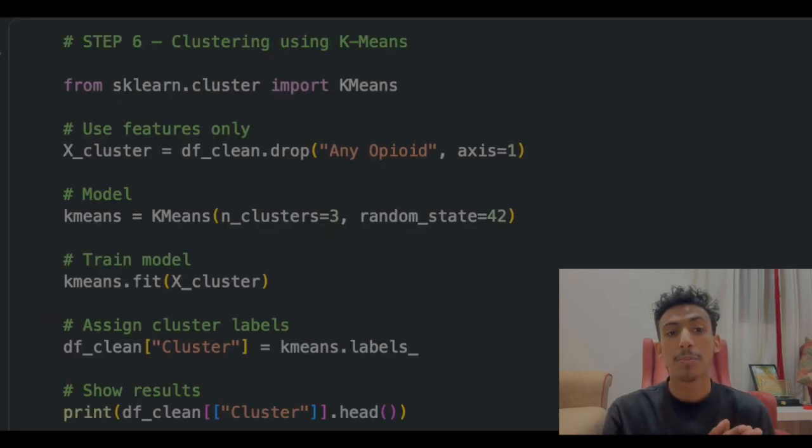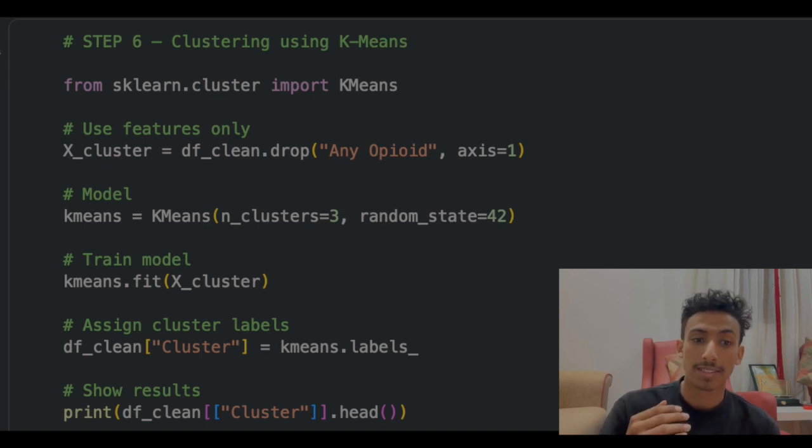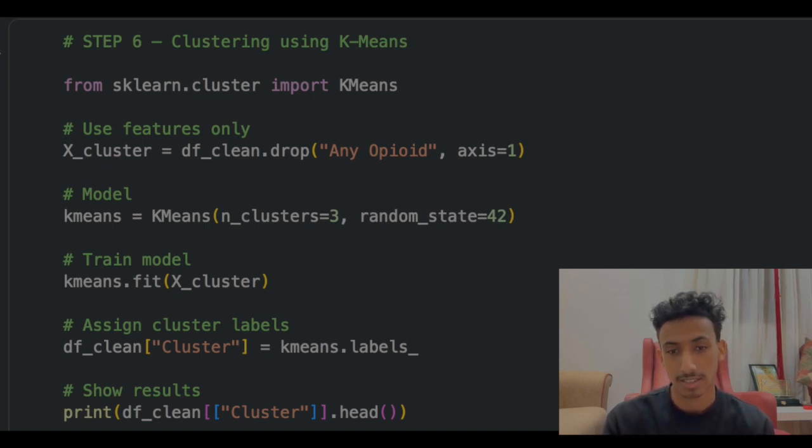This step helps us understand the data better because instead of looking at many individual records, we can look at groups and see common patterns between them. So overall, clustering gives us a clear view of different profiles of drug-related cases.